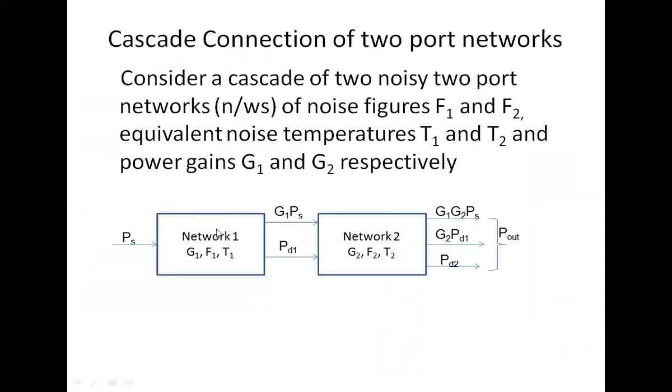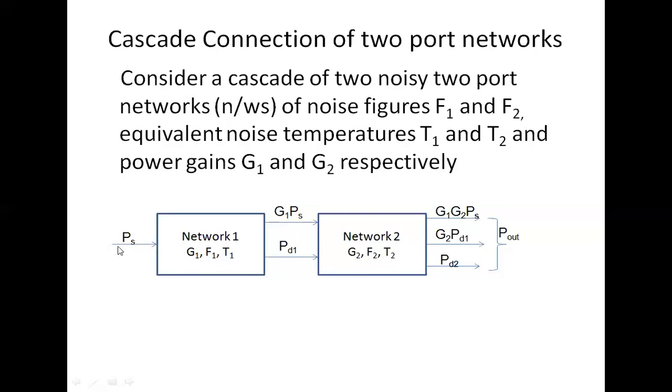What if we have a cascade connection of a number of two-port networks? Consider a cascade of two noisy two-port networks, network 1 and network 2. Once I say a network, it will have its own parameters: noise figure F, equivalent noise temperature Te, and power gain G. Similarly, network 2 has G2, F2, and Te2. G is power gain, F is noise figure, Te is equivalent noise temperature. So Te1 is the equivalent noise temperature for the first device, and Te2 is for the second device.